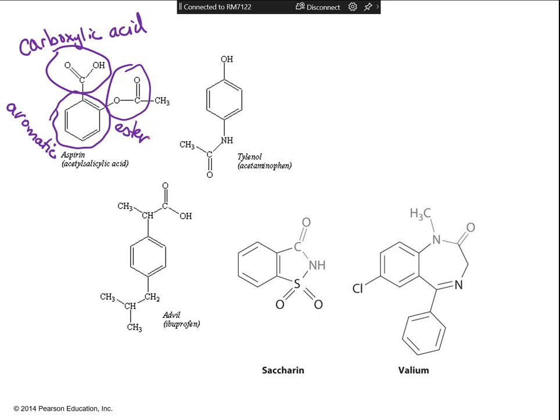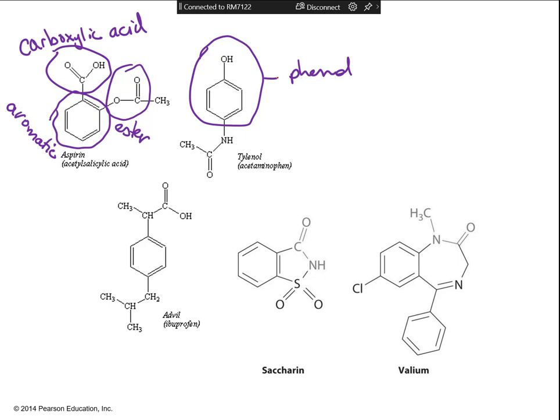Okay, so here's another pain reliever, Tylenol. So now, what is this? This is the phenol, right? Can you see how this is different than the aromatic? So I still have that six-membered ring, but I have an OH attached to it. So that makes this a phenol.